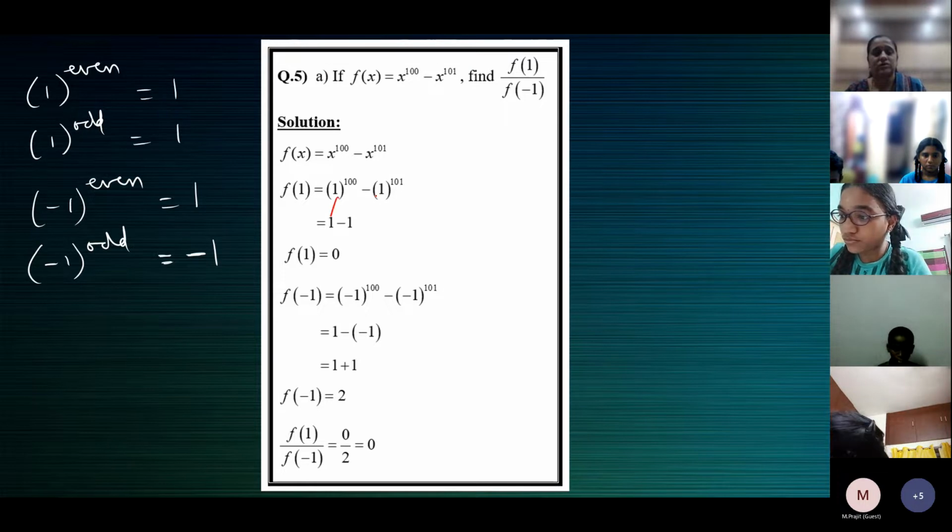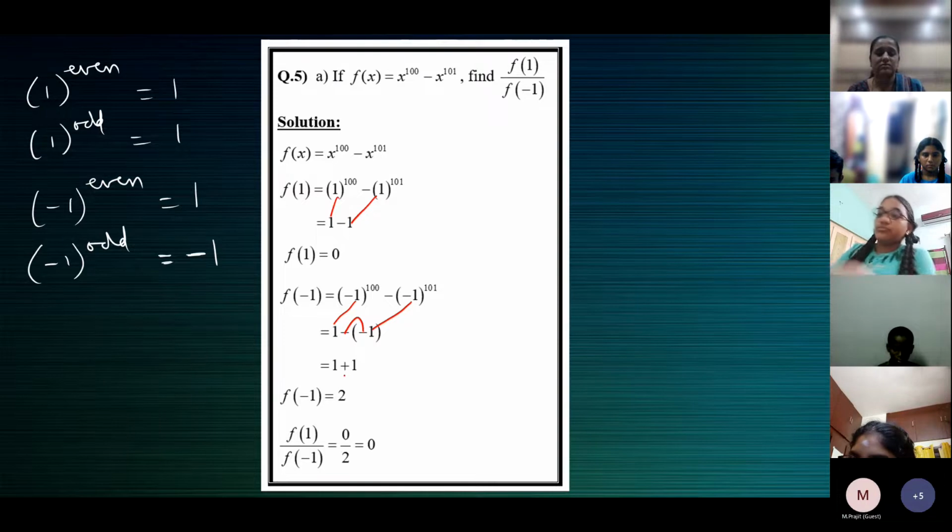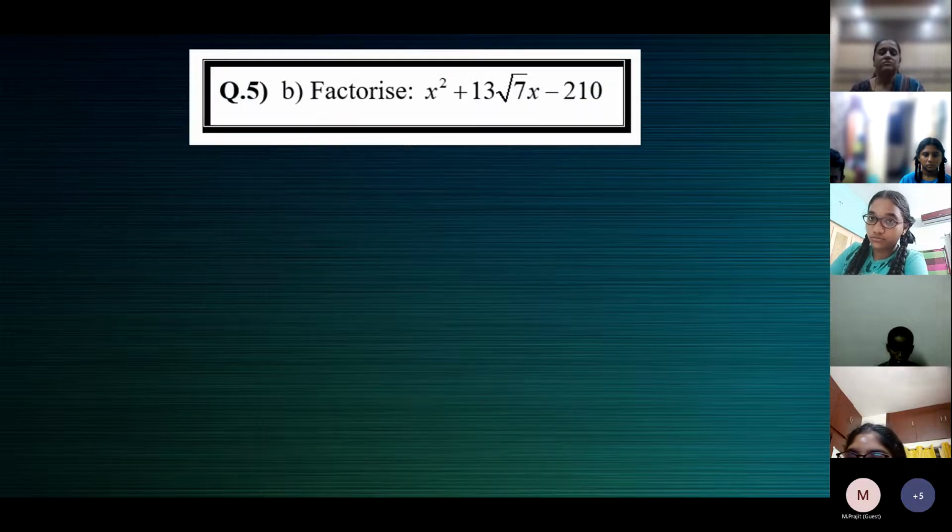So here it is 1, but here it's 1, here it is minus 1. And then minus into minus plus 1, plus 1, 2. Yeah, please factorize this and tell me the answer.